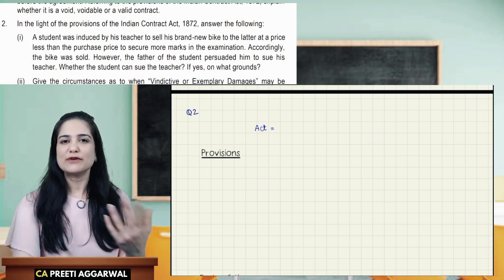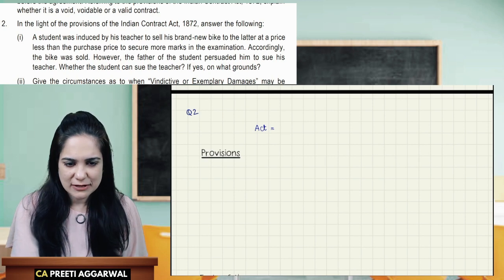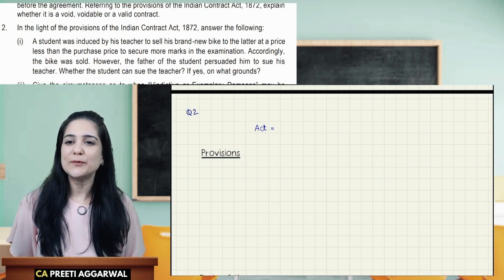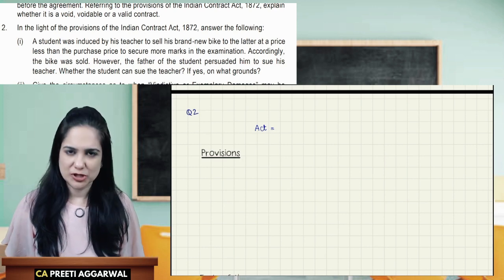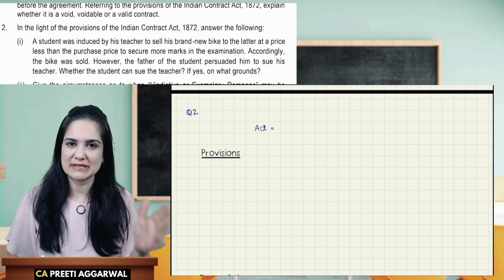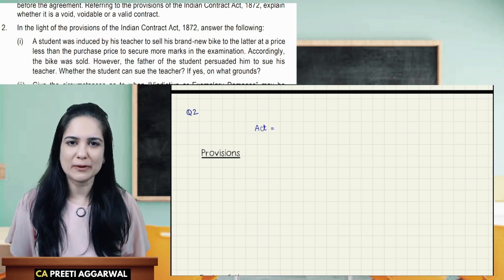In the light of the above provisions of the Indian Contract Act, answer the following. A student was induced by his teacher to sell a brand new bike to the latter at a price less than the purchase price. It is a very commonly and frequently asked question. It is a past exam question. You will find this in my compiler also.